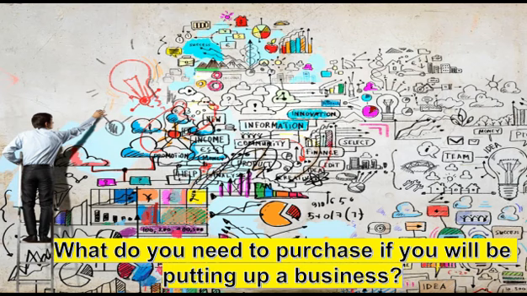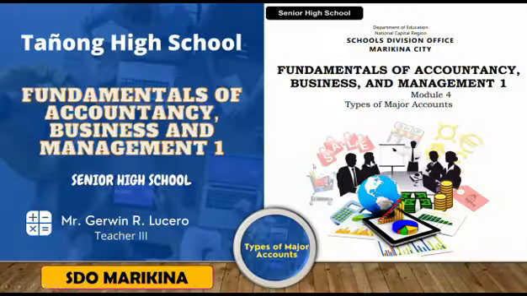Okay, very good. It could be based on our question a while ago. I know that our subject is Fundamentals of Accountancy, Business and Management 1. We are dealing with accounting. Again, Jed, what is your answer about accounting? Accounting elements po. About accounting elements, to be exact, thank you, Jed. To be exact, our lesson is about the types of major accounts. It could be considered as the elements in accounting.